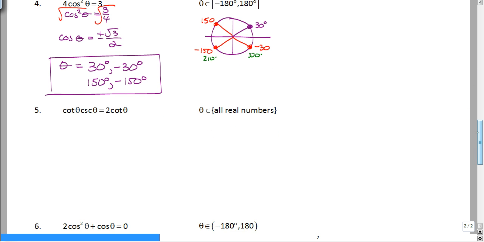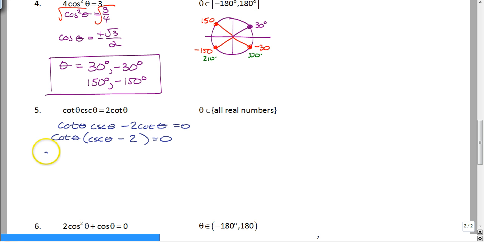First thing we're going to need to do with number 5 is we're going to have to subtract the 2 cotangent to the left-hand side. So that's our first step. We have cotangent of theta cosecant of theta minus 2 cotangent of theta equal to 0. Factor out your cotangent. So we get cotangent of theta times cosecant of theta minus 2.